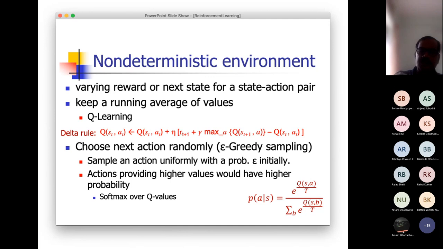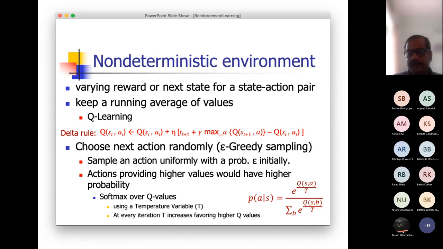Because if temperature is very high, then it is going to be more uniform. But as every iteration T increases, favoring higher Q value. Right. So sorry, you are increasing temperature.